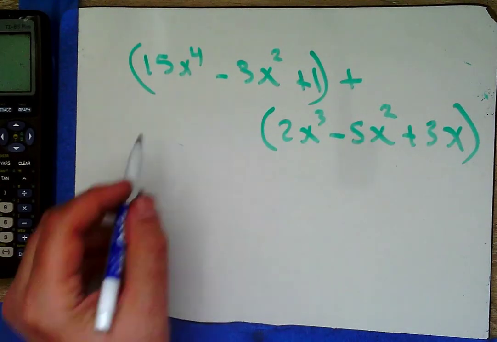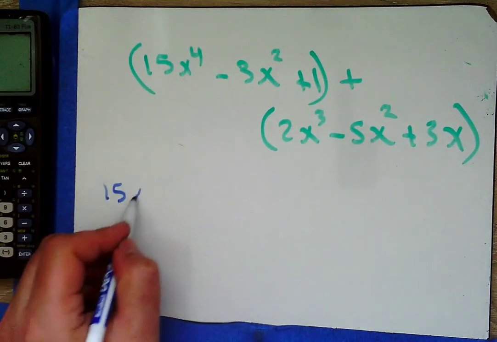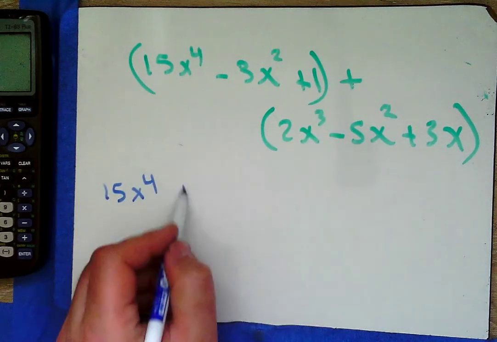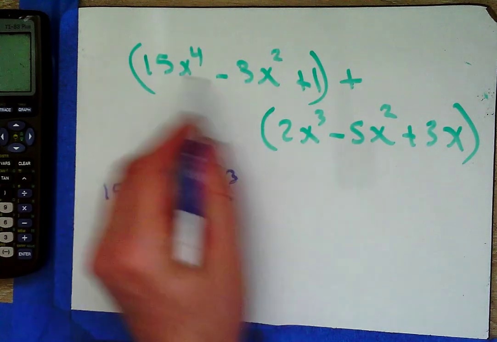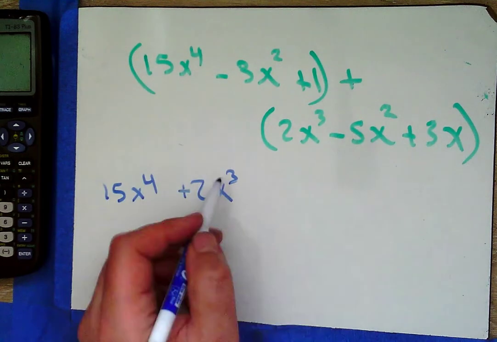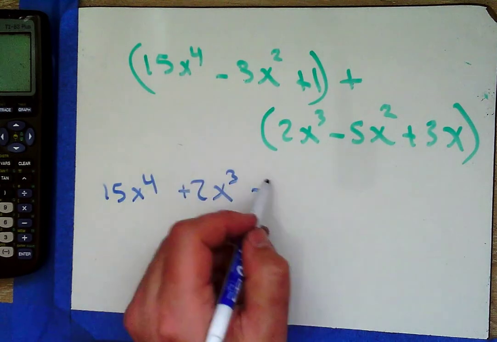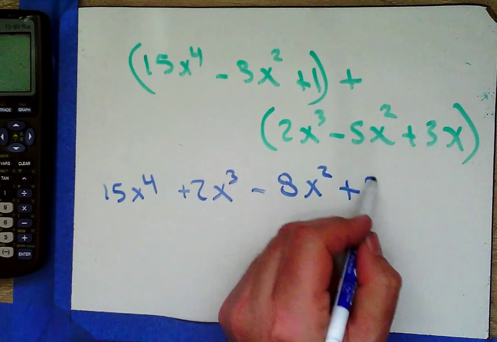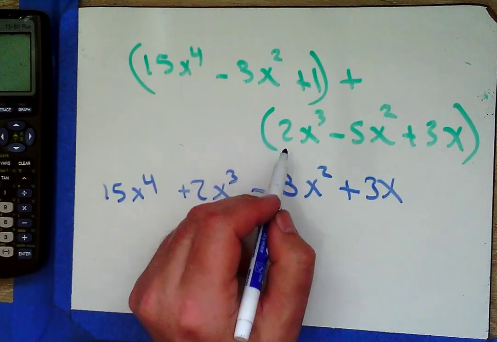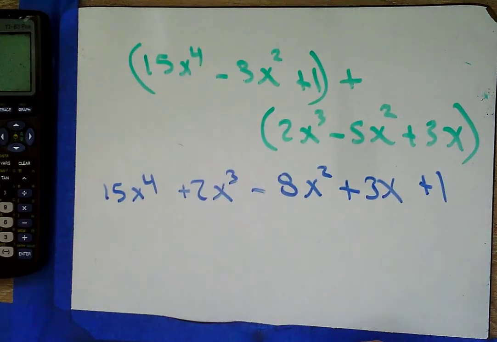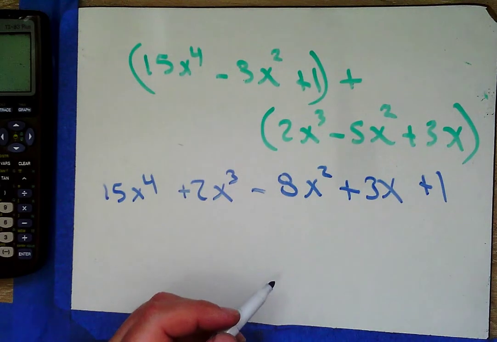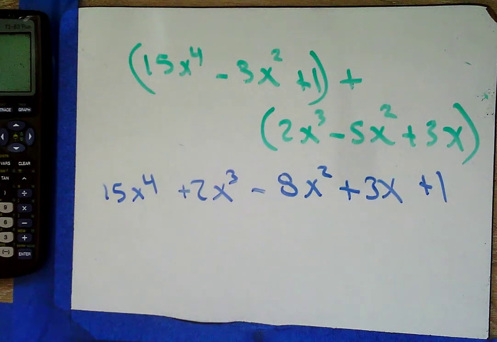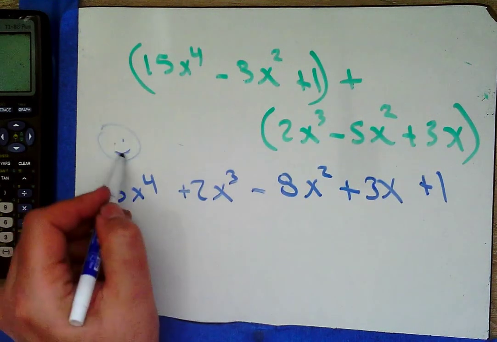So, did you end up with 15x to the 4th, because there were no other x to the 4ths, plus 2x to the 3rd, because there were no other x to the 3rds to combine with, minus 3 minus 5 is minus 8x squared, and then plus 3x, because there's no x to the firsts here, and finally plus 1. That's it. That's our polynomial. That's all we can do. When we add these two polynomials, we get a polynomial, and there's not much we can do with it except, hi, polynomial, good to see you.